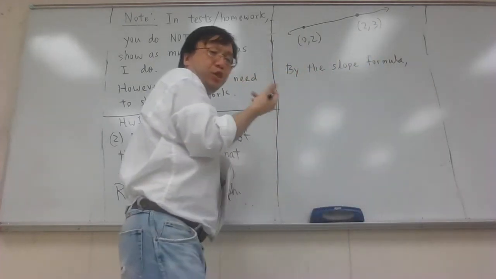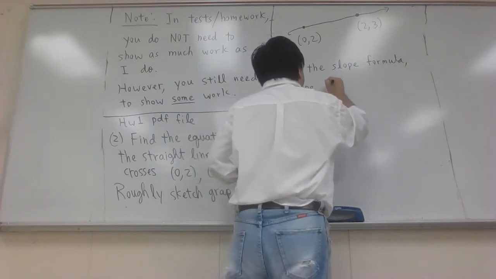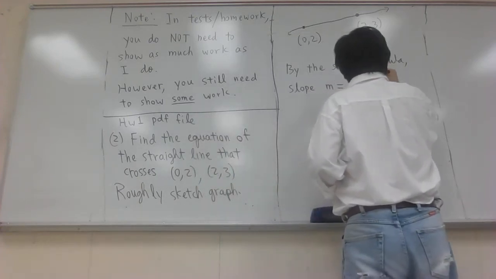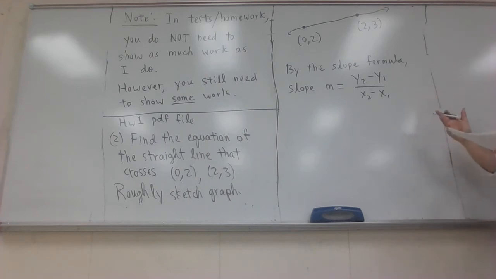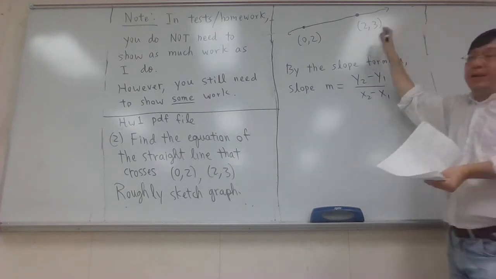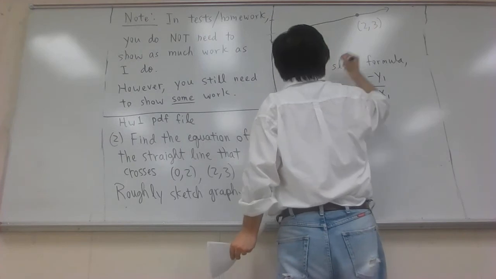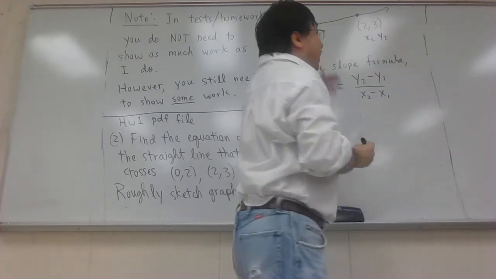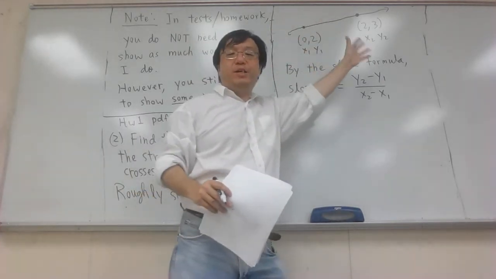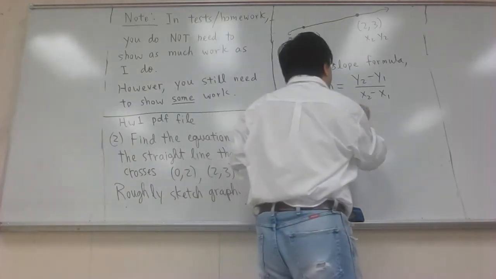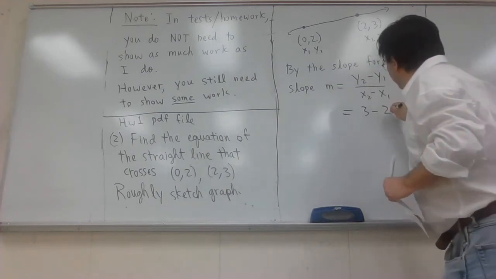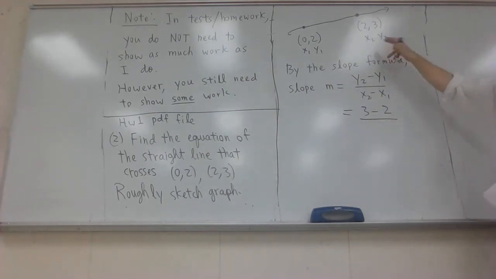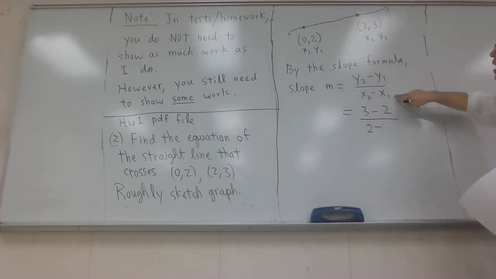By the slope formula, the slope m is given by (y2 minus y1) over (x2 minus x1). And what's x1, y1, and what's x2, y2? Well, we can take this point to be (x1, y1) and this point to be (x2, y2). We can also reverse this, but let's do it this way. Then we plug these 2 points into the slope formula, and we get that y2 is 3, y1 is 2, x2 is 2, and x1 is 0.